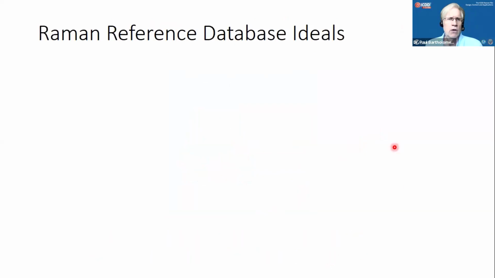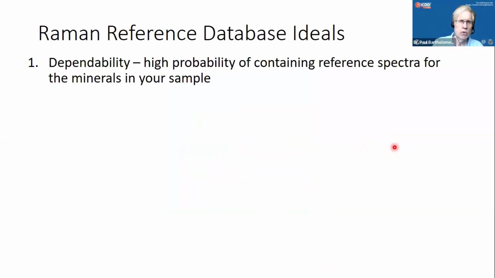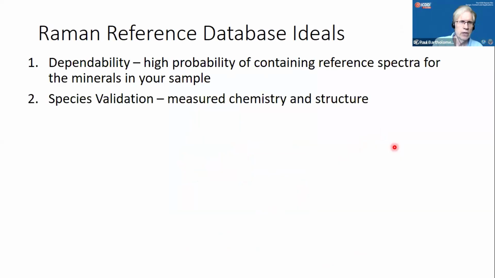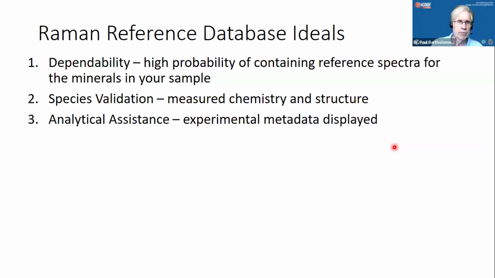All right, reference database. A quick look at what is the ideal for a reference database. Number one, dependability, meaning there should be a high probability that the database contains reference spectra for the minerals in your sample. If it doesn't, it just isn't going to work for you. Two, the spectra should come from fully validated mineral species. Both their structure and chemistry have been measured, so we know exactly what phase this is.